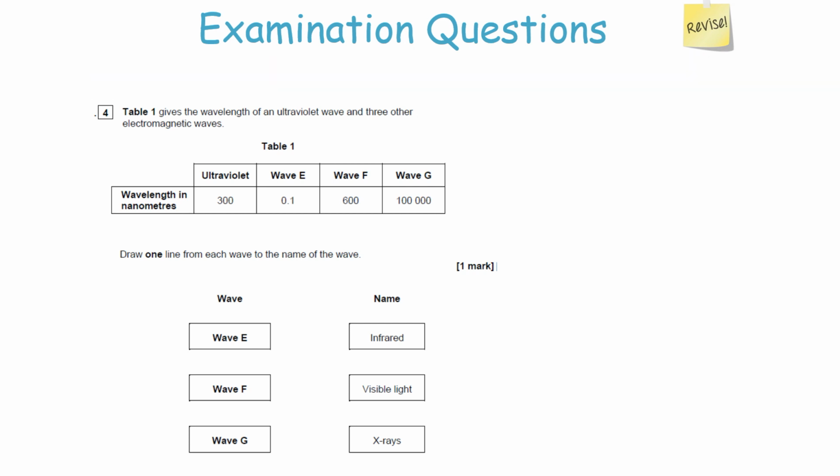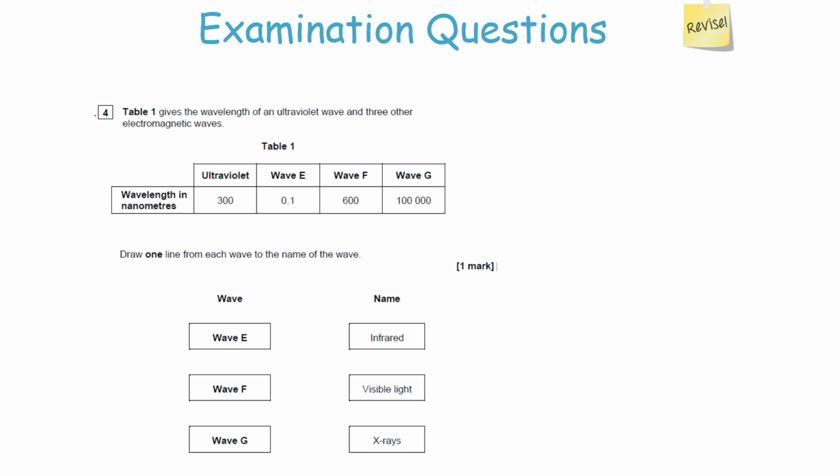Right, whilst you don't need to memorise the wavelengths of the different parts of the electromagnetic spectrum, what you do need to do is remember and memorise the order in which they go from the longest wavelength to the shortest wavelength. Now how I always remember it is the longer the wavelength, the less dangerous the wave is.